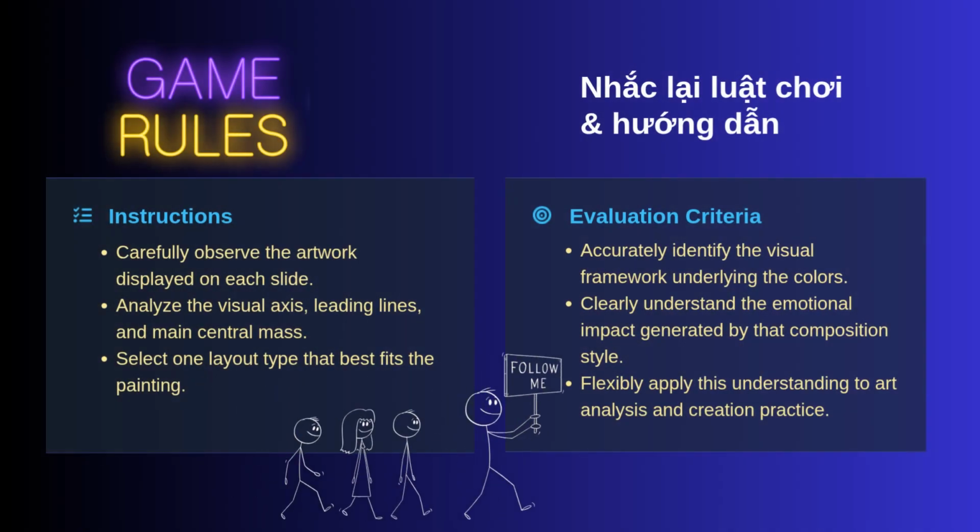Instructions: Carefully observe the artwork displayed on each slide. Analyze the visual axis, leading lines, and main central mass. Select one layout type that best fits the painting. Evaluation criteria: Accurately identify the visual framework underlying the colors. Clearly understand the emotional impact generated by that composition style. Flexibly apply this understanding to art analysis and creation practice.